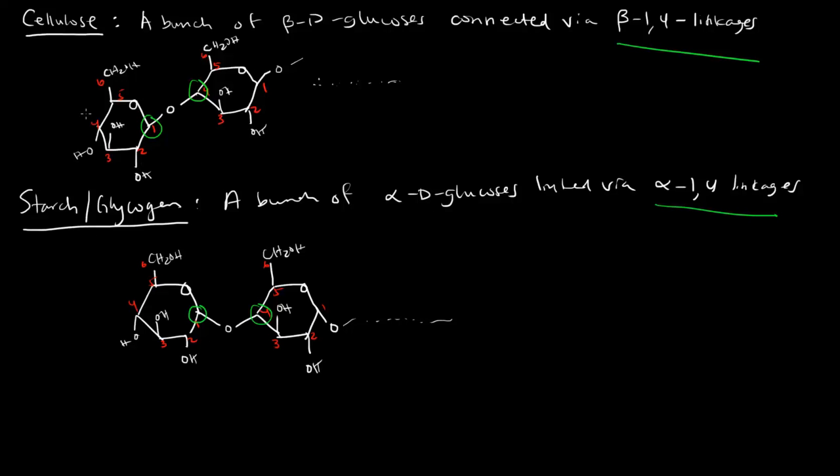Now, humans cannot digest cellulose. We do not. Even though it's just a bunch of glucoses together, just like starch and glycogen are, we do not have the enzyme that allows us to digest cellulose. We can't digest this beta linkage. However, we can digest starch and glycogen because we do have the enzyme that breaks up this alpha linkage. Okay, so that's something to keep in mind.